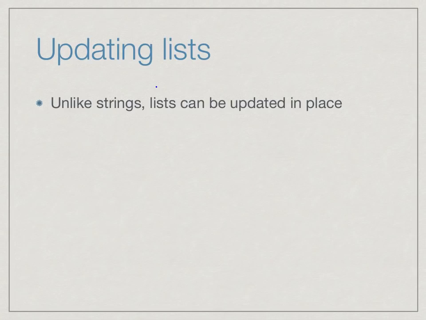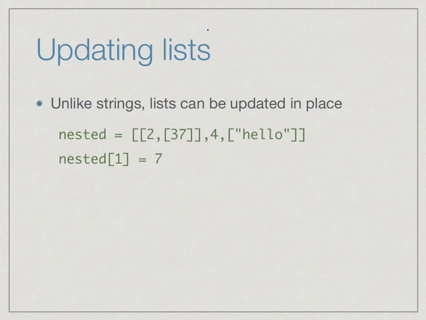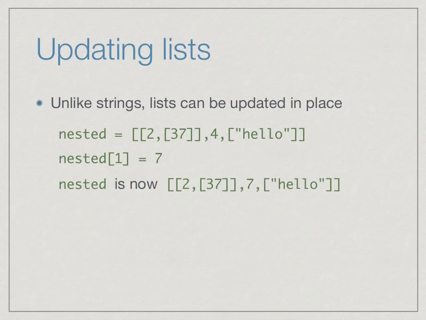So one fundamental difference between lists and strings, or indeed any of the values we have seen before, is that a list can be updated in place. So if we have a list nested as we had before, and we say nested[1] = 7, remember when we try to change a position in a string, we got an error. So we can't change the second L in hello to P just by saying that we want position 3 to be replaced by P. But for a list, this is allowed. So if we want the 4 to be replaced by 7, we can just say nested[1] = 7. And this will give us the list [2, 37], 7, and then hello.